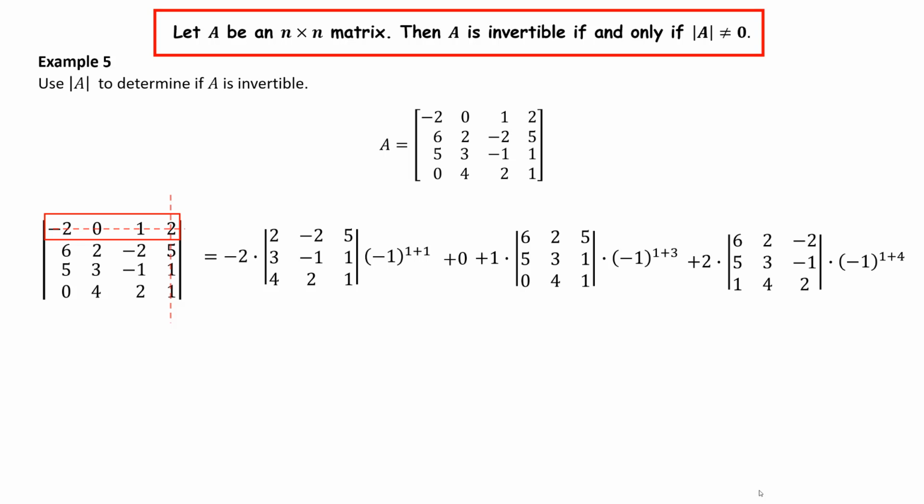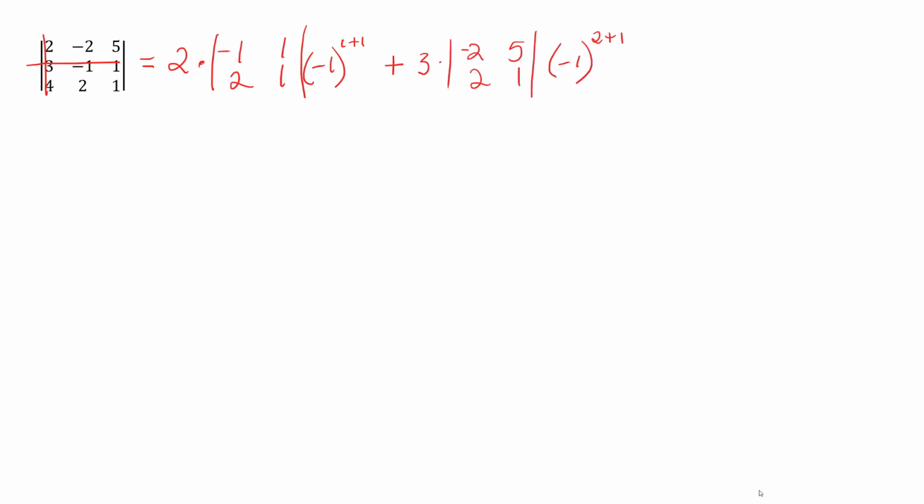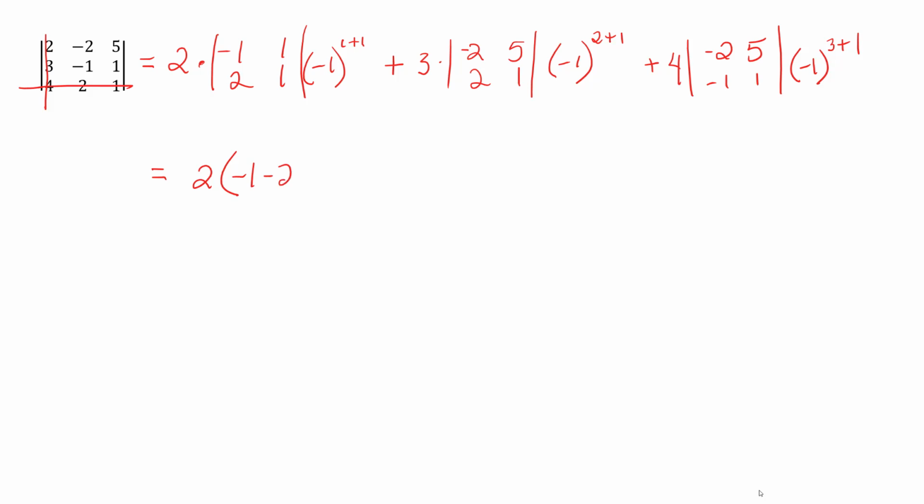And we're going to have to find the determinants of all those 3 by 3 matrices. So we'll go to the next slide to do that first matrix: 2, -2, 5, 3, -1, 1, and 4, 2, 1. We're going to do the first column of this matrix. So we'll have 2 for our first element: 2 times -1, 1, 2, 1, multiplied by -1 to the row plus column. And then we'll go on to 3. So we'll have 3 times the minor and -1 to the row plus column. And then we'll have 4 times the minor, and we'll have -1 to the row plus column.